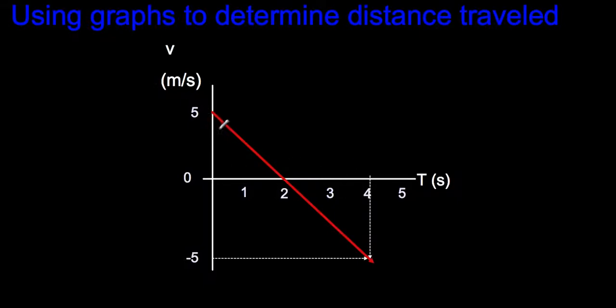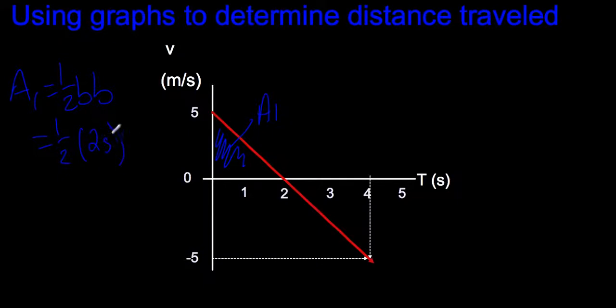Again, right here we're going to fill this in. We'll call that A1. So A1 is simply 1/2 base times height. 1/2, my base is going to be 2 seconds. I'm going to be responsible and write my units in here. And my height is going to be 5 meters per second. So 1/2 times 2 cancels off, and we get just 5 meters.